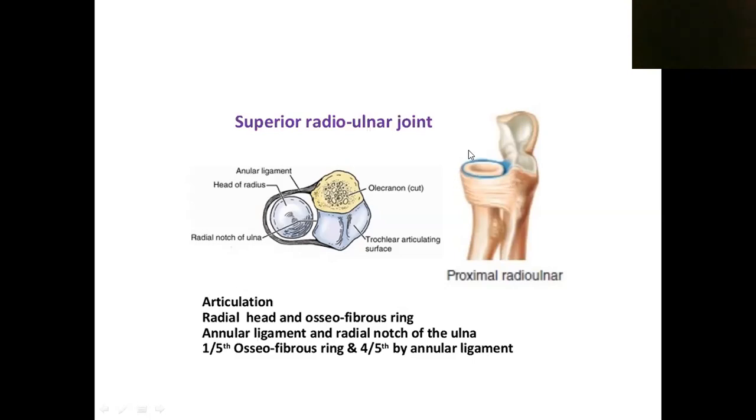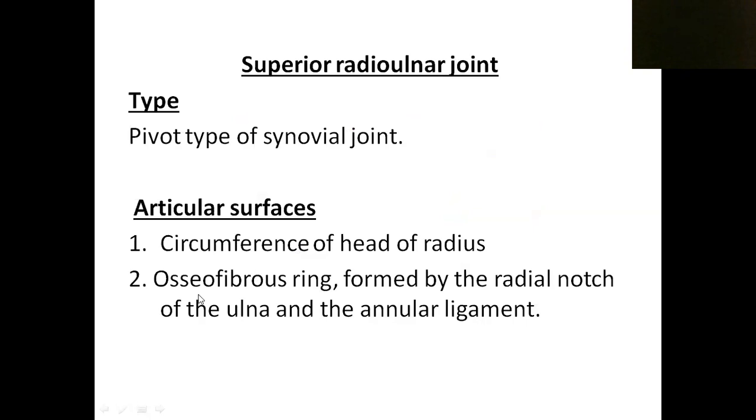We can't see the posterior part here, but in this superior view we can see the anterior part and the posterior part. Okay, so the osteoligamentous or osteofibrous ring is formed by the radial notch of the ulna and the annular ligament, that is clear.